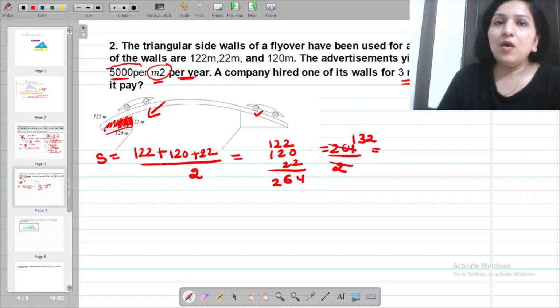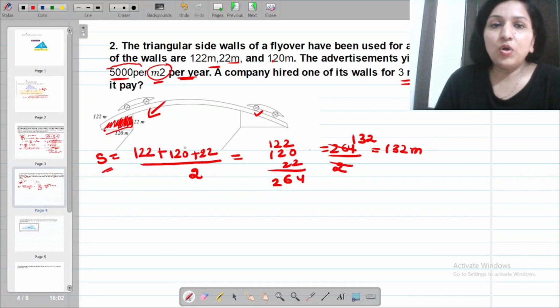It is 1, 3, and 2. And what is the unit? All these units are given in meters. So we have to write it is 132 meter. What we have calculated is the semi-perimeter, the sum of all the 3 sides divided by 2. Now you need to find the area.